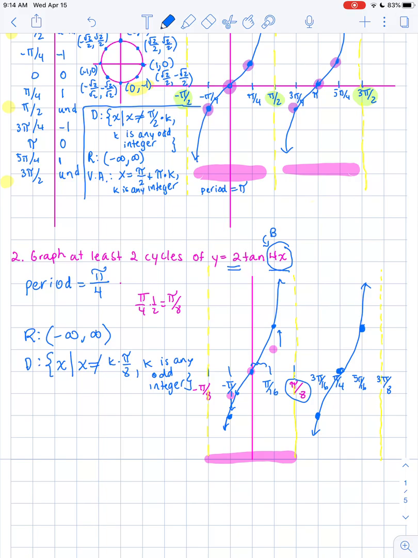Okay, and then for vertical asymptotes, we want to define what those yellow lines are. So x equals, we see that it's pi over 8. And since the period is pi over 4, it's occurring every pi over 4. So we say plus pi over 4 k, where k is any integer. And if that totally doesn't make any sense to you, I would encourage you guys to plug in an integer like 1 and see if it matches 3 pi over 8. Plug in 2 and see if it matches the next one, 5 pi over 8, and so on and so forth.